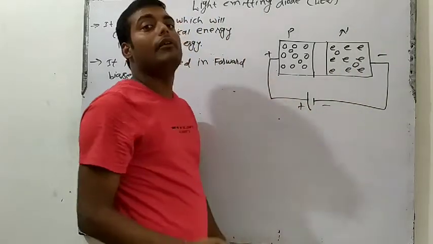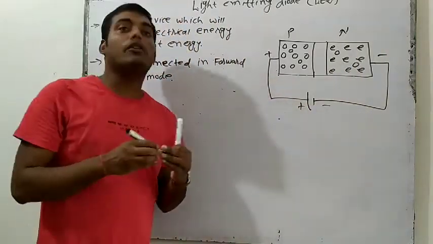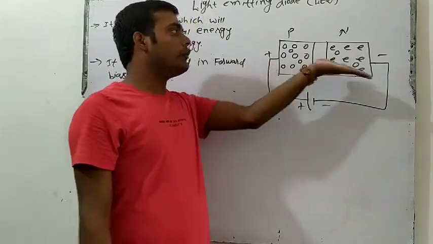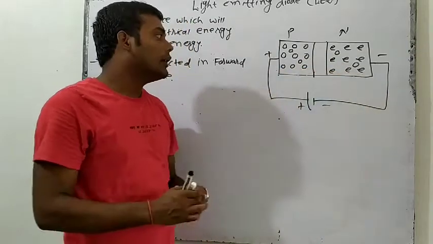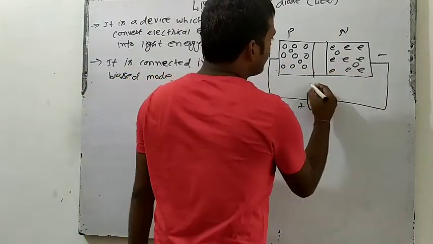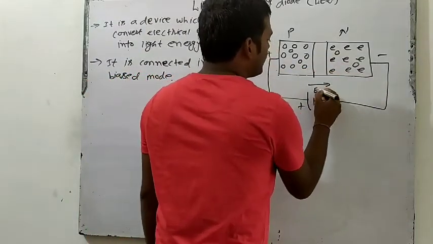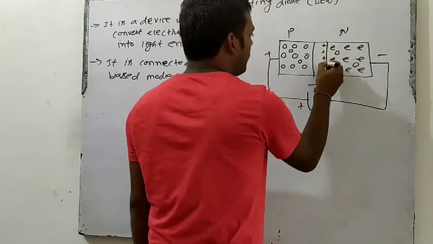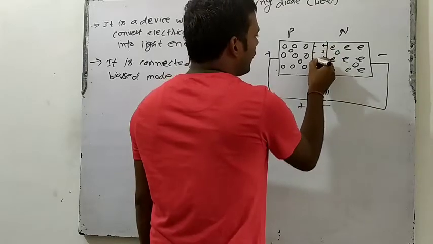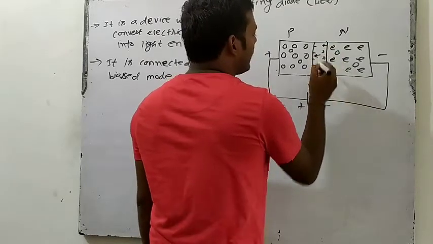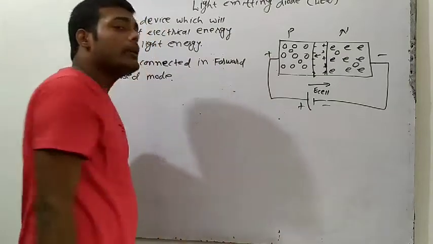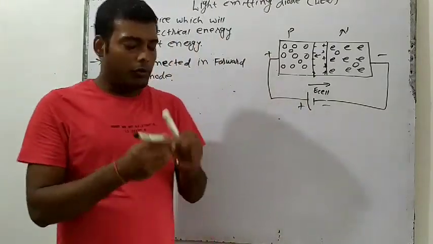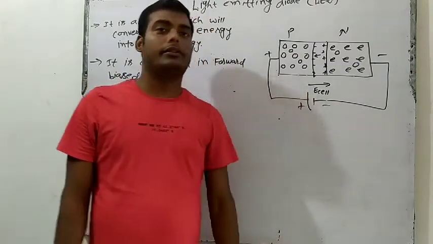Electric field due to the cell will be in this direction. Electric field is always from positive to negative. So this is positive, this is negative. So this will be the electric field due to the cell. And this is the depletion region. So here will be positive and here will be negative. This is electric field due to depletion. But always remember that electric field due to the depletion is very weak. So electric field due to the cell will dominate.